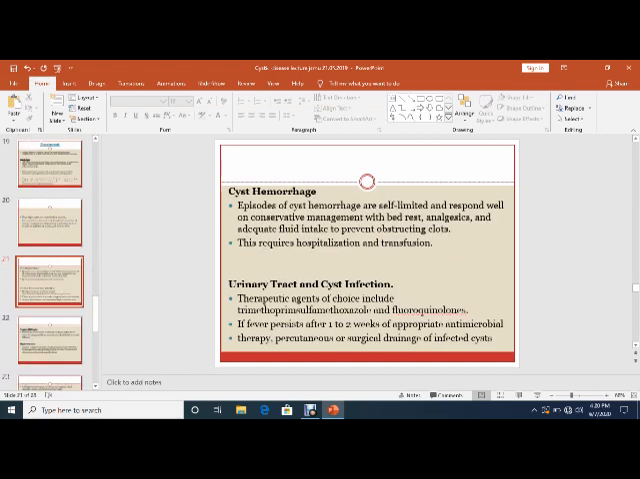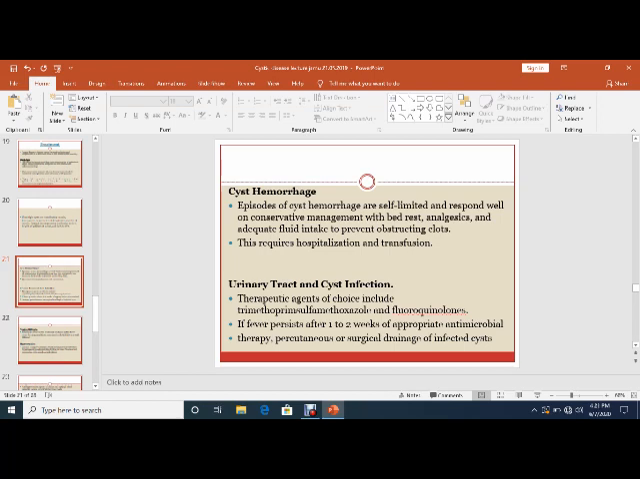These patients can present with cyst hemorrhage. Episodes of cyst hemorrhage are self-limited, and again reassurance is very important. It responds to conservative treatment: bed rest, analgesics, and hydration. If there is a clot, we should prevent it by doing irrigation. This requires some time and hospitalization. If the cyst hemorrhage continues, the patient can drop the hemoglobin, so we should check the hematocrit and hemoglobin. If it is low, we should transfuse blood.